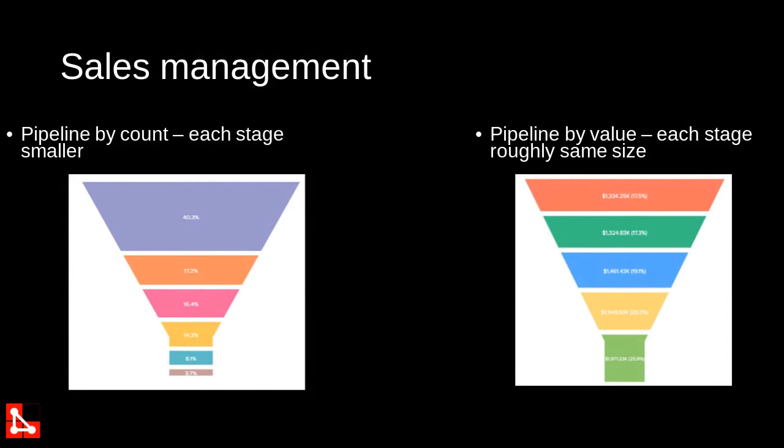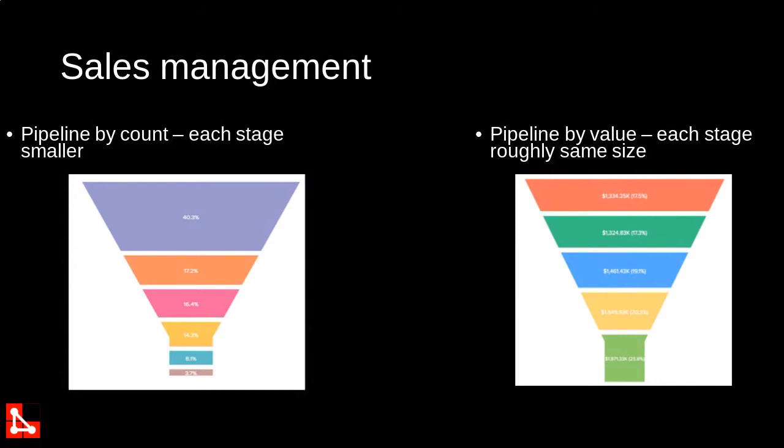So if you have 100 qualified opportunities, let's say here 40.3% it says, but it's the number of deals, 40.3% is in the qualified stage, the top stage. And I know I'm going to lose most of them. So if you do it by count, then your funnel on the top should be larger than all the way at the bottom, because we know we're going to lose the majority of them, right? If you do the same pipeline, but then by value, then each stage should be roughly the same size, right?